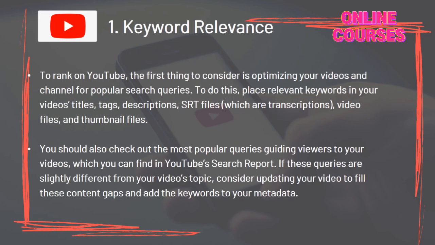1. Keyword relevance. To rank on YouTube, the first thing to consider is optimizing your videos and channel for popular search queries. To do this, place relevant keywords in your video's titles, tags, descriptions, SRT files, which are transcriptions, video files, and thumbnail files. You should also check out the most popular queries guiding viewers to your videos, which you can find in YouTube's search report. If these queries are slightly different from your video's topic, consider updating your video to fill these content gaps and add the keywords to your metadata.